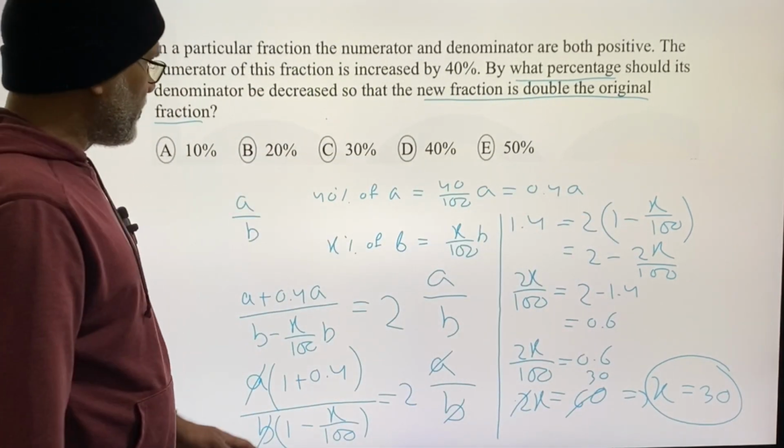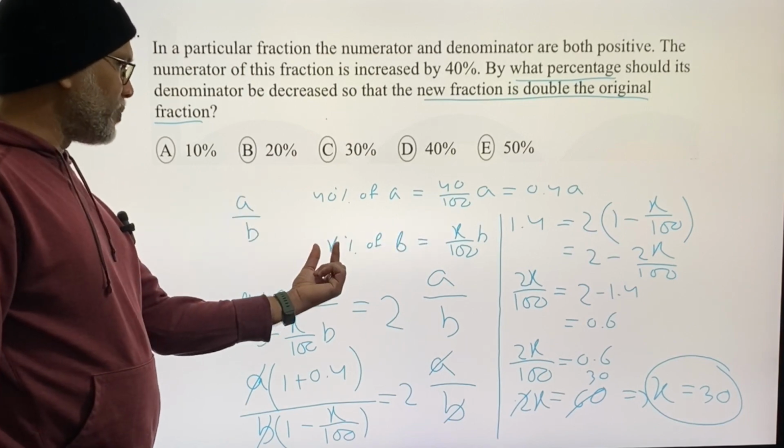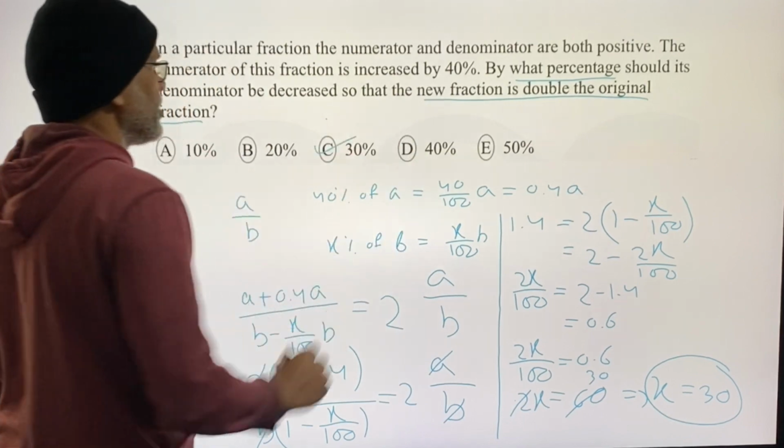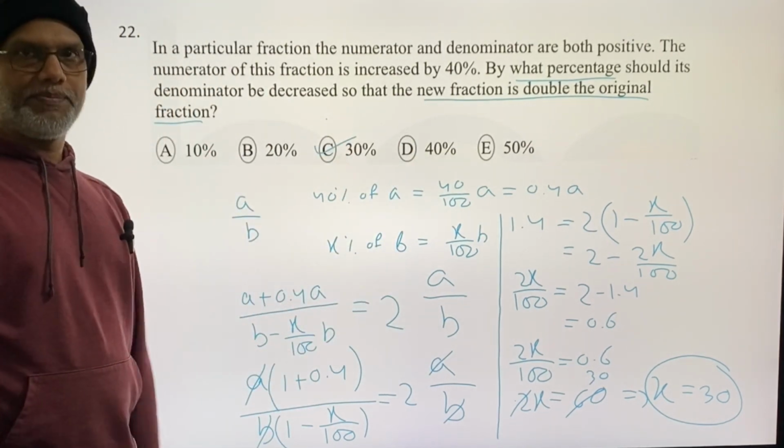And that is what I am looking for, right? I'm assuming that it decreased by X percentage and X is 30. Then again, C is the correct choice. We get the same answer.